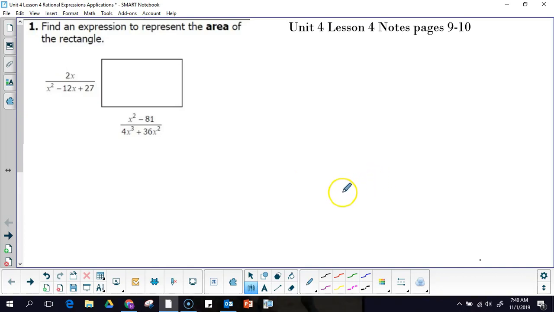Happy Friday, students. At this point, you've finished your quiz and you're ready to move on. This is notes, pages 9 and 10, area, perimeter, surface area, volume of different 2D and 3D shapes.